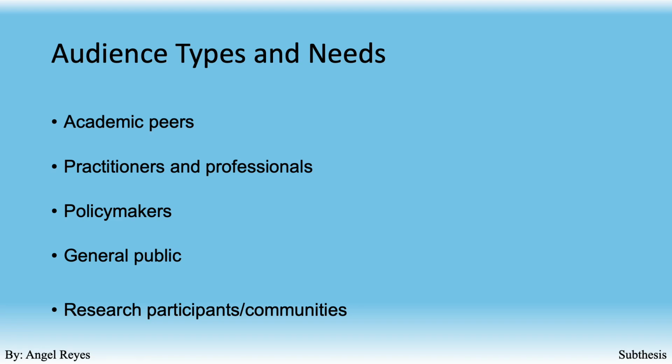Policymakers need concise summaries of evidence with clear policy implications, often emphasizing economic impacts and alignment with current priorities or problems. The general public benefits from accessible explanations of why the research matters, how it might affect their lives, and engaging narratives that connect to values or concerns. Research participants and communities deserve respectful communication that acknowledges their contributions, explains findings in context, and addresses implications for their specific situations. Recognizing these distinct needs helps researchers move beyond the default academic communication style to reach audiences more effectively.